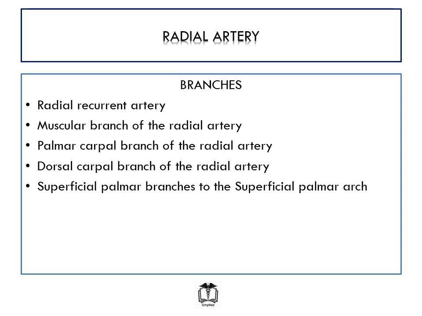What are the branches of the radial artery? The radial artery has numerous branches, including the radial recurrent artery, the muscular branch of the radial artery, the palmar carpal branch of the radial artery, the dorsal carpal branch of the radial artery, and then the superficial palmar branches of the superficial palmar arc. All these are branches of the radial artery.